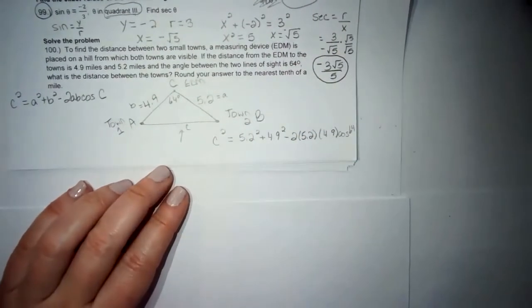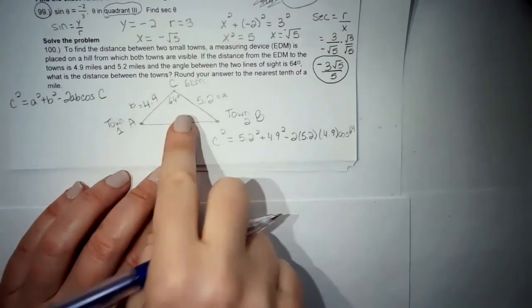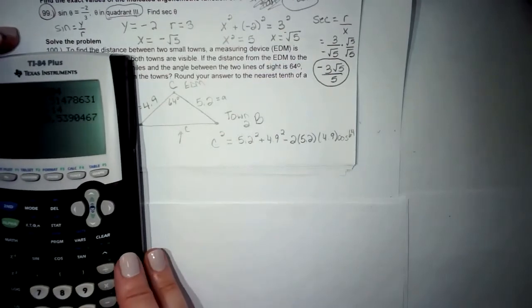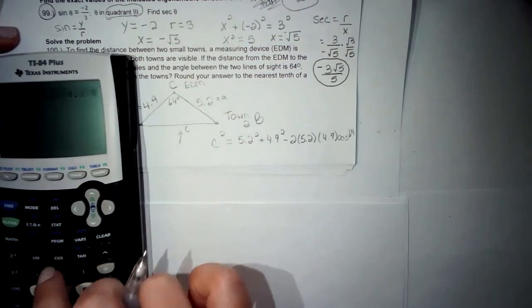Then you're just going to put that right in your calculator. Am I going to be in radians or degrees? Degrees, yeah. So just remember, whatever they give you, that's what you want. So they're going to give you degrees for this one. So I'm going to have 5.2 squared plus 4.9 squared minus 2 parentheses 5.2 parentheses 4.9 cosine 64. Just like that. Enter.